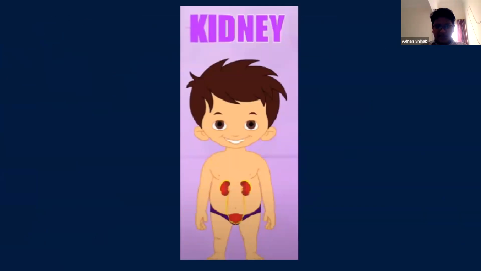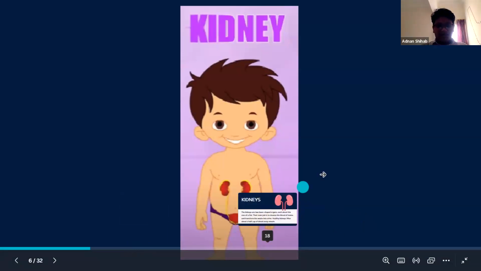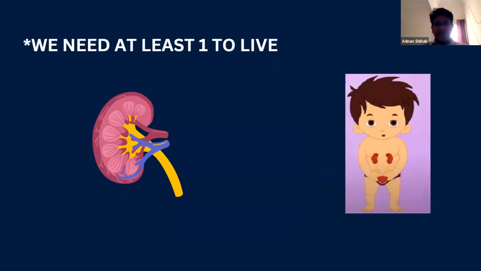So this is where kidneys are located. It's connected to the bladder, and here is the urethra. We need at least one kidney to live. That's the reason why people donate their kidneys to other people who need it. If one fails, the other one will fail in no time. There is a period of time where we can transplant the kidneys, but if it fails, then both will fail after some time.